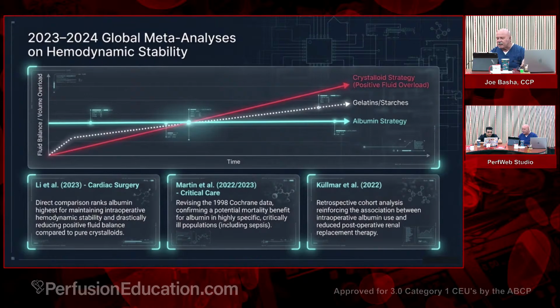And here you basically see crystalloid strategy alone over time, gelatins and starches, and then albumin therapy. And basically what you're looking at here is your AKI risk is decreased slightly, if not, at worst, stable, but with any other therapy, you can see that it is a higher risk.